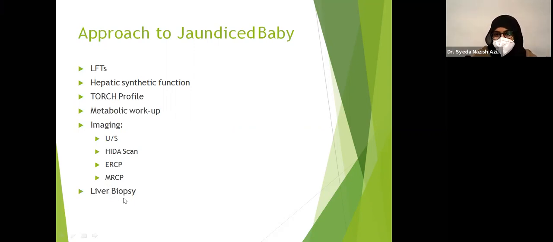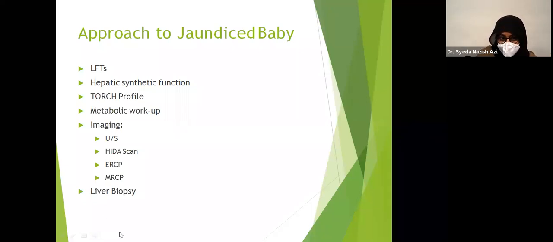In some cases, especially in cases of conjugated hyperbilirubinemia, which is also called direct jaundice, you may want to get some imaging studies like ultrasound scan of the abdomen to rule out biliary atresia. If there is suspicion in the ultrasound, you may want to confirm it with a HIDA scan. In some cases, you may want to get a detailed evaluation of the biliary tree by doing an ERCP or MRCP, which is the same thing done non-invasively with the MRI.